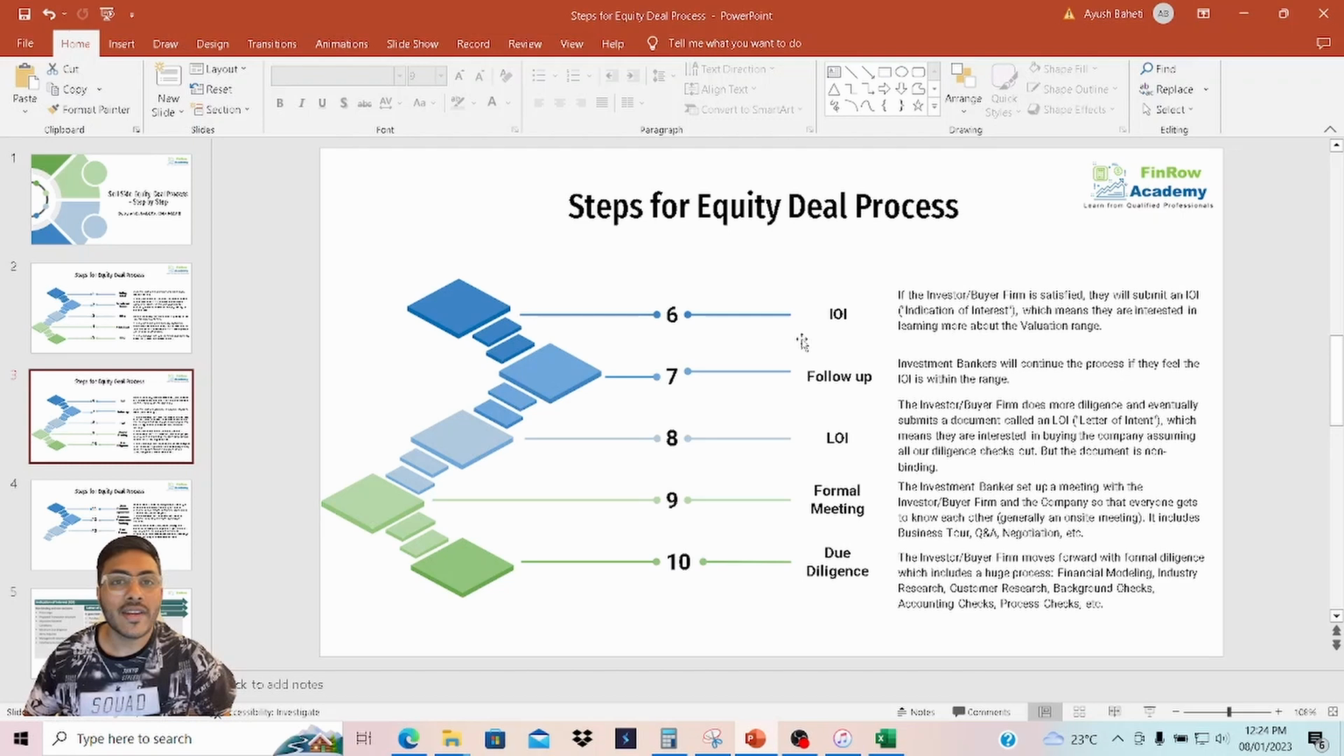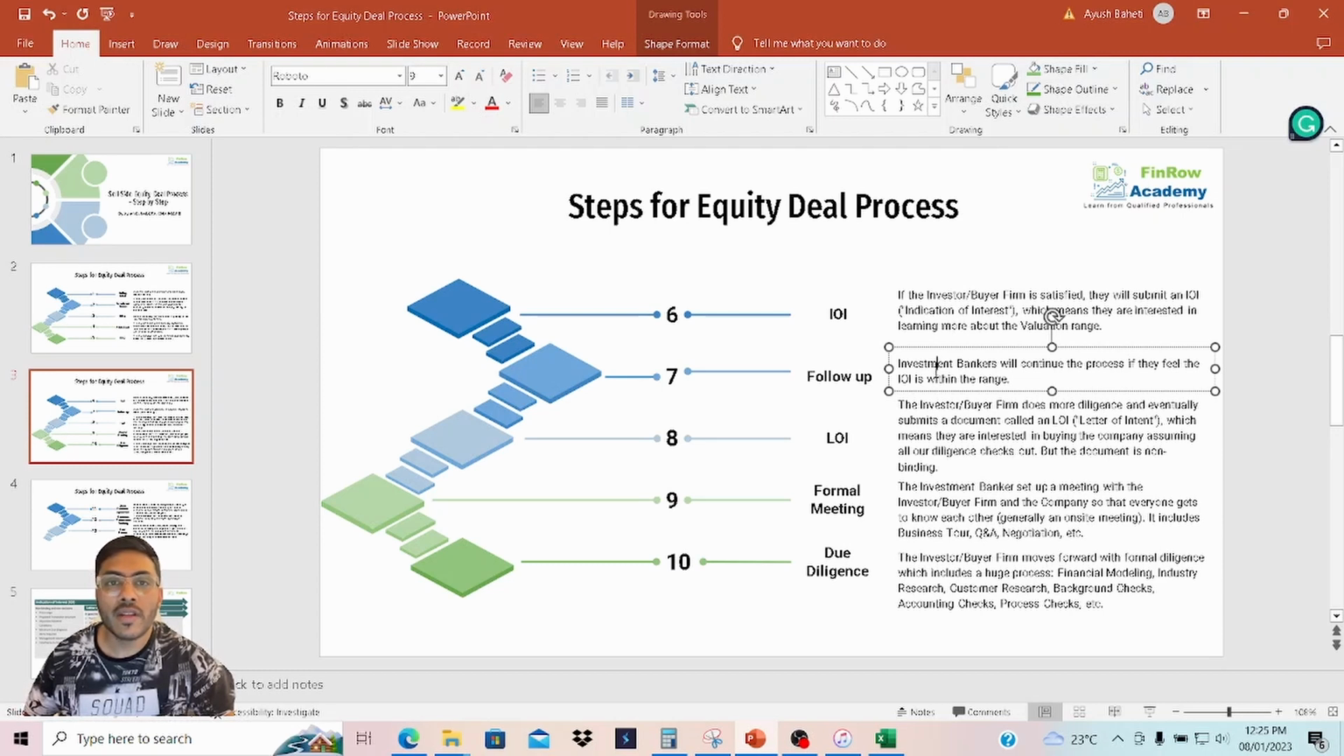So let's say based on the financial model, the range is 500 million to 600 million. So what they'll do is they will put this 500 to 600 million in an indication of interest and submit it to the investment banker. Now, the investment banker would have done their own valuation. Let's say based on the investment banker's valuation, the value of the company is around 900 million.